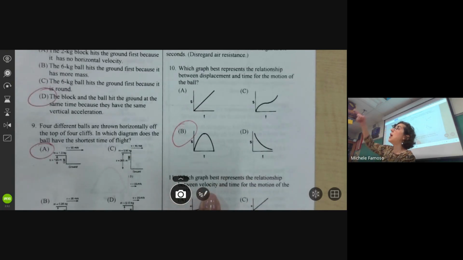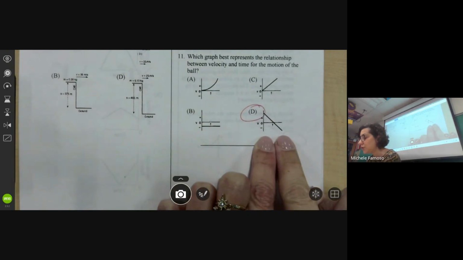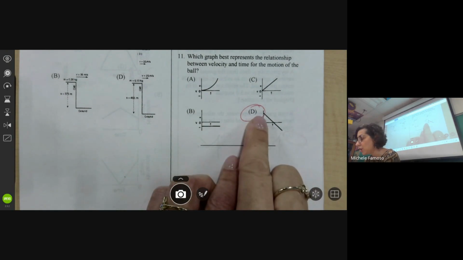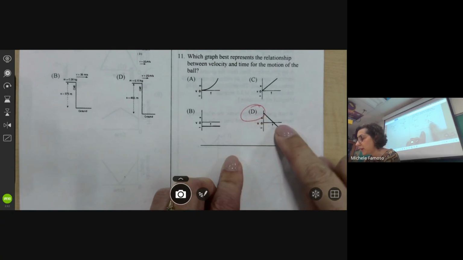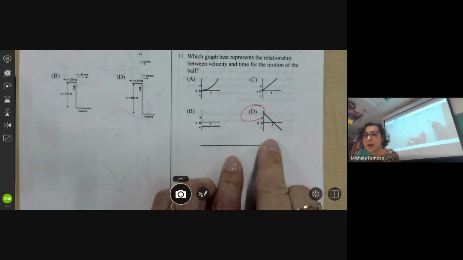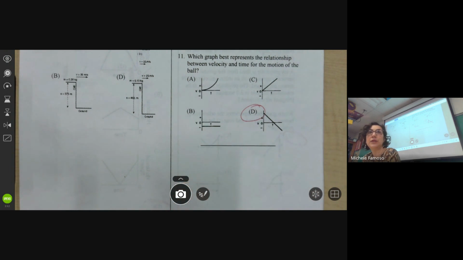As it goes up, it's going to slow down in the positive direction. Eventually, it's going to stop, have a velocity of 0, and then it's going to come down, speeding up in the downward direction. The only one that shows that is D. This is showing it slowing down in the positive direction, stopping right there, and then speeding up in the negative direction. That's choice D. Anything else? Kiara?